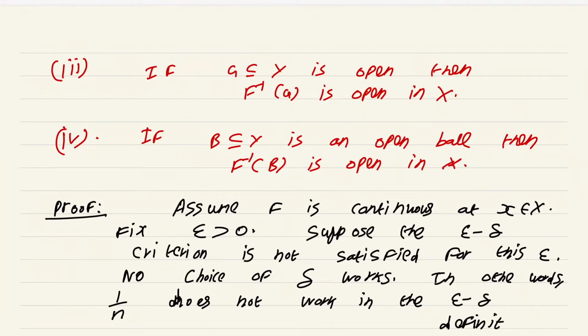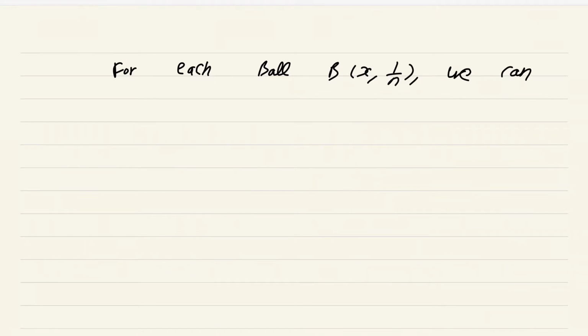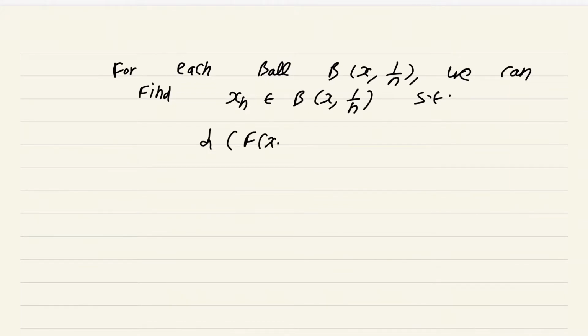Okay, I'm sure you can anticipate where this is going. What this means is that for each ball B(x, 1 by n), we can find xn in this ball such that the distance between f of xn and f of x is greater than or equal to epsilon. None of the choices 1 by n work.